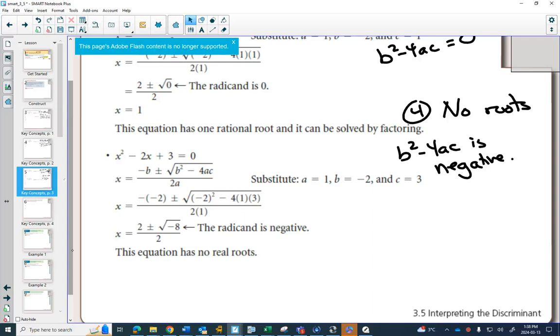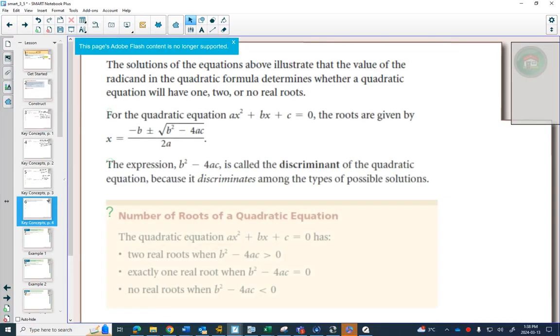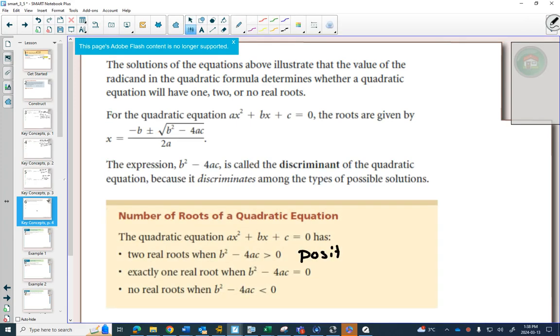And those are our 4 situations, and they've highlighted them in the box in the middle of the next page. B squared minus 4ac greater than 0, that means your b squared minus 4ac is positive. B squared minus 4ac less than 0, that's where it's negative. So if it's positive, you know there's going to be 2 roots. If it's negative, there's going to be no roots.